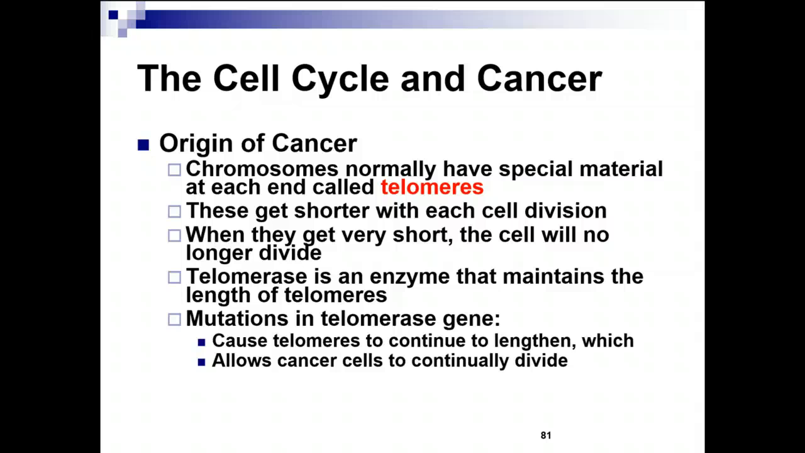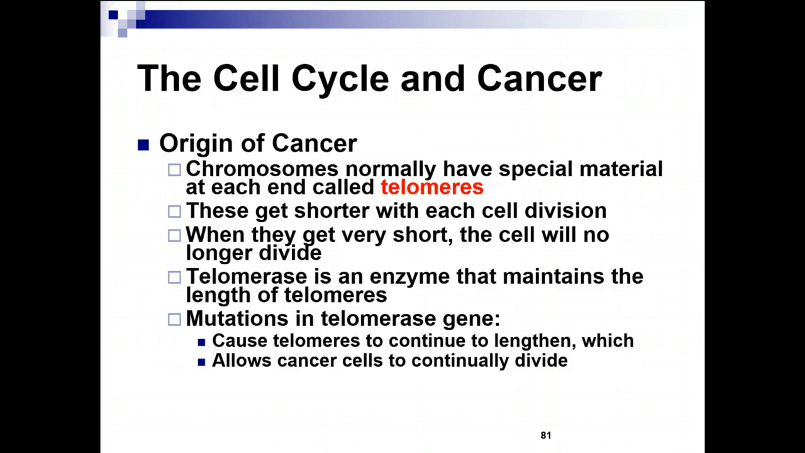These get shorter with each cell division. When they get very short, the cell will no longer divide. Telomerase is an enzyme that maintains the length of telomeres. Mutations in the telomerase gene cause telomeres to continue to lengthen, which allows cancer cells to continually divide.